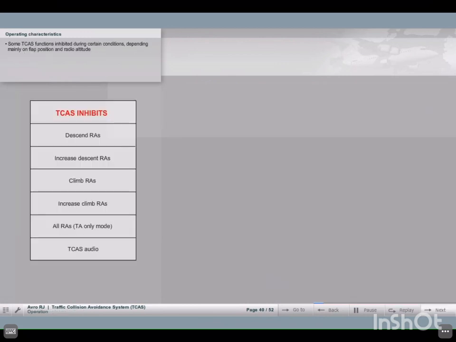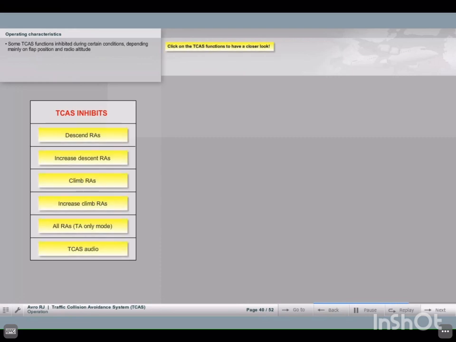The following Tcas functions are inhibited during certain different conditions, mainly dependent on flap position and radio altitude. Click on the Tcas functions to have a look at these conditions and the reasons for the inhibitions.